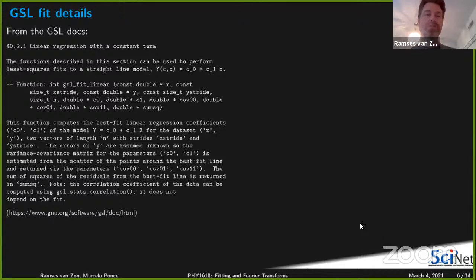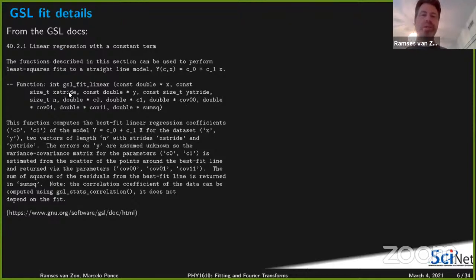GSL has a bunch of stuff in it, and regression, another word for curve fitting, is in there too. So linear regression is done in GSL fit linear. How do I know that? I just go to the GSL documentation, or I just Google GSL and then linear fit, and this will pop up. It is a function that, not unlike our LM data function, has a lot of parameters. And because this is C++, or really C, there'll be pointers in here.